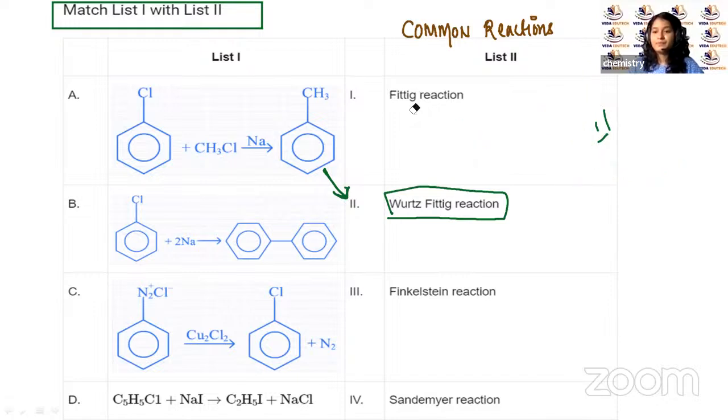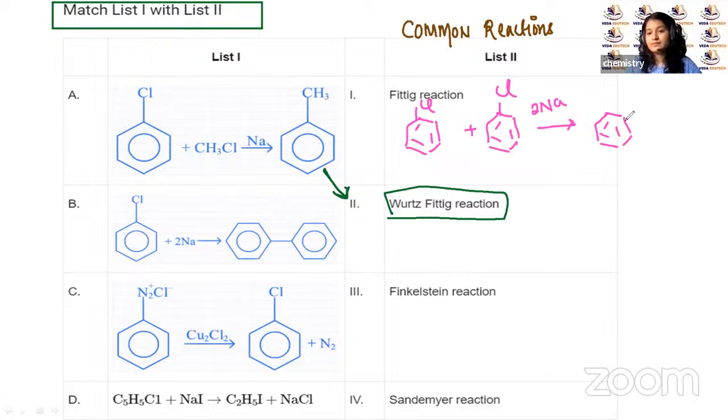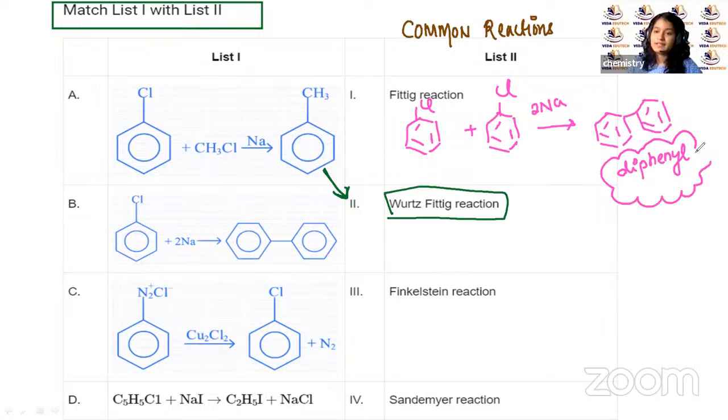Now, talking about the next reaction that we have, we are taking two aryl halides, right? We are taking two aryl halides and we are fitting them, in the presence of sodium. This is going to give you diphenyl. Yes, it is going to give you diphenyl.